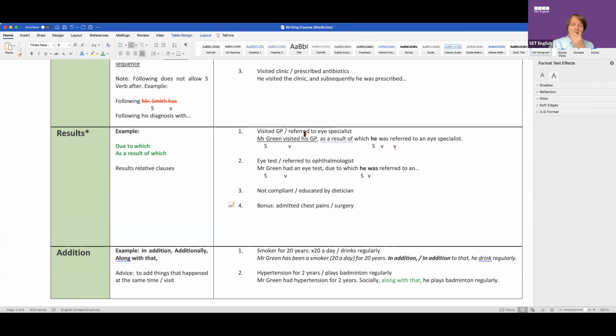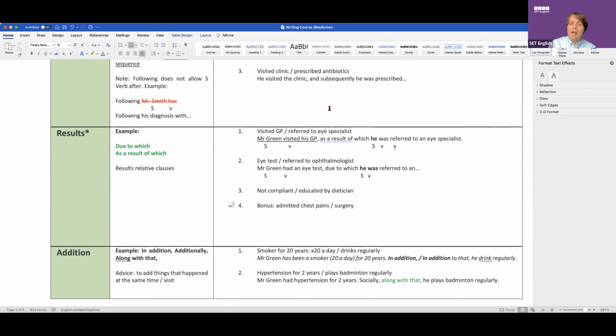Okay, Elena. So you're going for resulting in. Okay, and Elena, that's not correct. As I said, look, this star here, Elena, that means very complicated. So just stay with the relative clauses. Due to which, result of which. Okay, Asya, Mr. Green is not compliant with his diet, due to which he was educated by a dietitian. Excellent. Sefa, as a result of being educated by the dietitian, he was non-compliant.